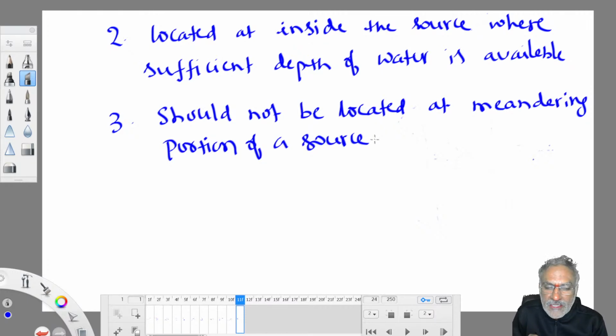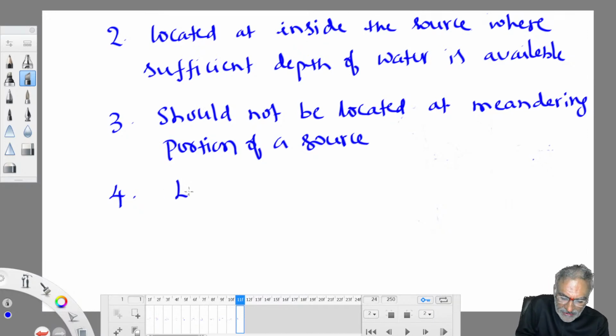Because a meandering portion is not a correct point, as there is scouring. The intake tower also gets affected by water currents, and the intake tower may also be scoured off. To prevent that problem, it should be avoided. In a straight portion there is no scouring problem. Okay. Then the fourth point is it should be located far away from navigational points.